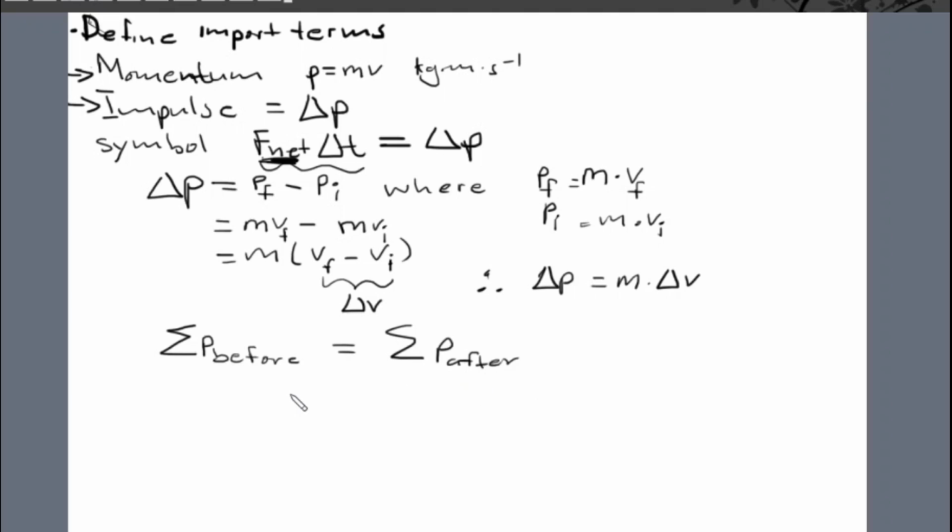So when you are applying this principle, this is where choosing a sign is important. If you choose the direction to the right as positive, then for an object moving to the right, you will assign its velocity a positive sign, and for an object moving to the left, you will assign its velocity a negative sign.